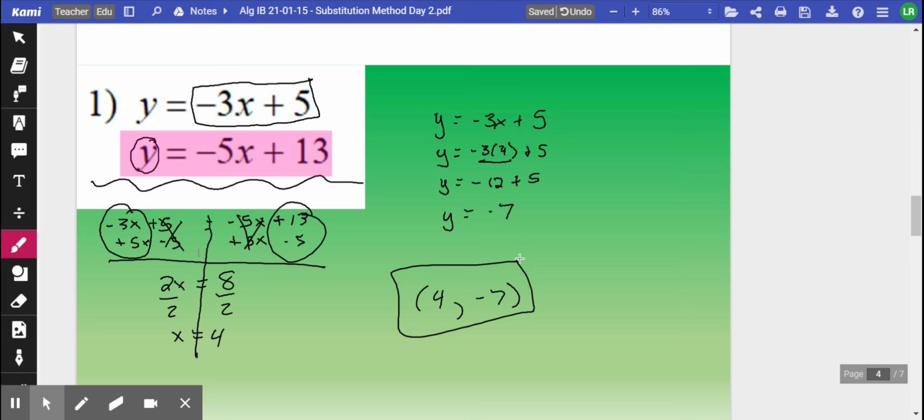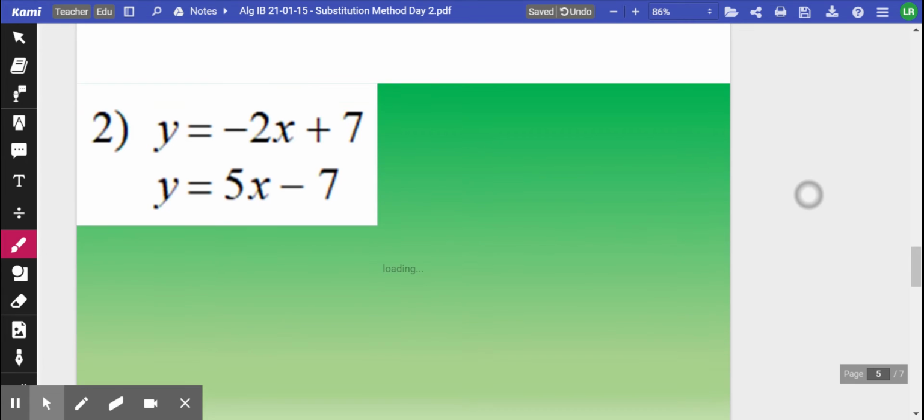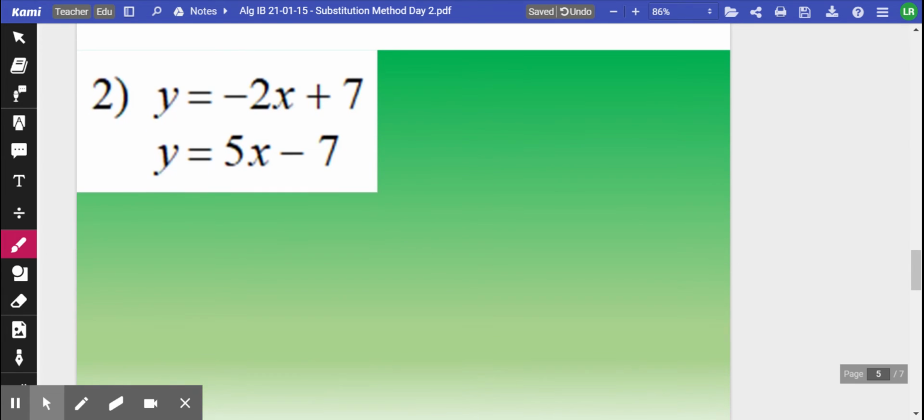Okay, let's look at another one that's just like that. So let's look at this particular one. For this particular problem, again, we have y equals negative 2x plus 7 and y equals 5x minus 7. Again, we have a problem where both equations are solved, so we are going to use substitution. When they're both solved, I'm just going to put a box around the top one. It says y equals, so in the other equation, I'm going to circle the y.